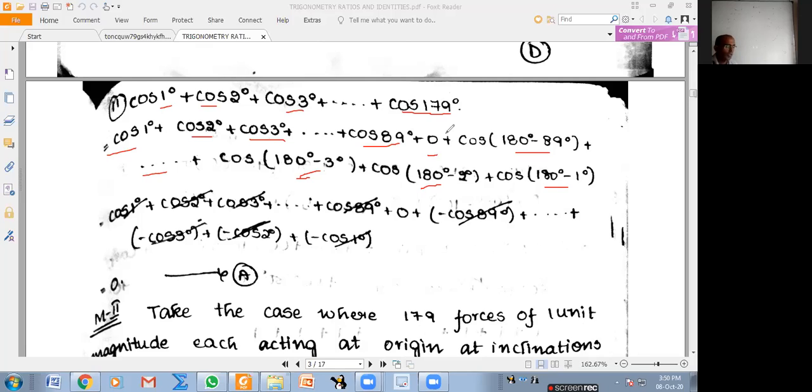Half of that is 90 terms. In that first 89 terms, I did not change. 90th one is 0. Rest of them I changed as 180 minus suitable number. But cos 180 minus 89 is minus cos 89 because cos 180 minus theta is minus cos theta. So this and this will cancel. Similarly, cos 180 minus 3 is minus cos 3, cos 180 minus 2 is minus cos 2, and cos 180 minus 1 is minus cos 1. So all the last 89 terms will get cancelled with the first 89 terms because they're negative of the original one. We'll get the 0.